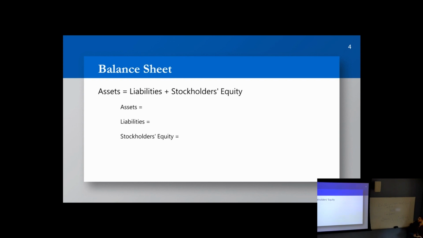Always keep in mind the balance sheet identity. By construction, assets are going to equal liabilities plus shareholder equity. By construction, that is the case. That's how the accounts are set up, and it should always be balancing.